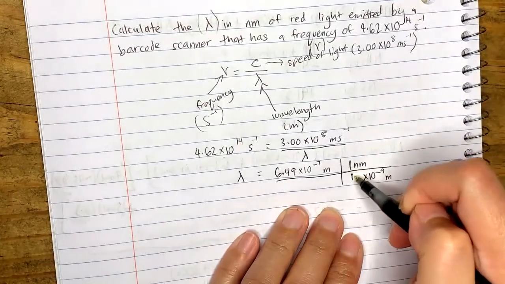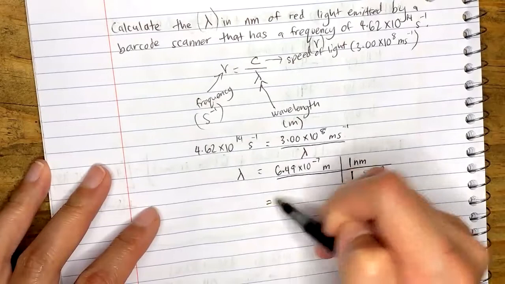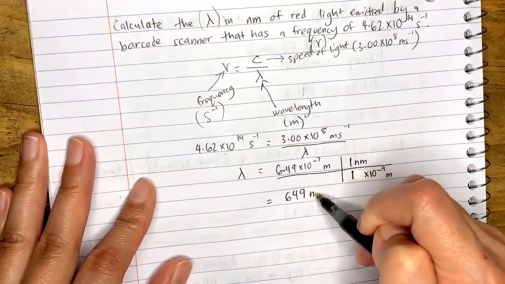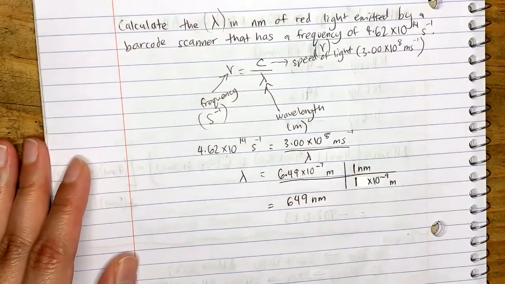Because it has unlimited sig figs here, 1 nanometer equals 1 times 10 to the power minus 9 meters. Then we will keep 3 sig figs here. We get 649 nanometers. Okay, so that's how you would do the calculation on that.